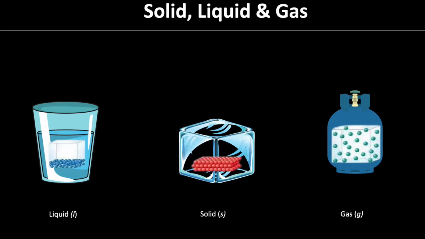As far as gas, it assumes the volume and shape of its container. It has a low density. It's very compressible. The motion of its molecules is very free-form, as you see in the picture. The molecules are all over.